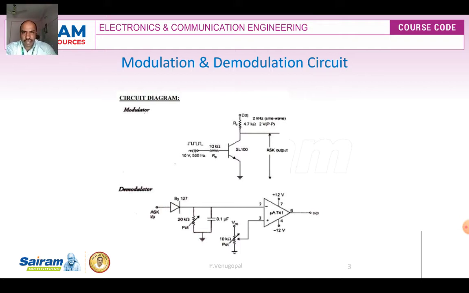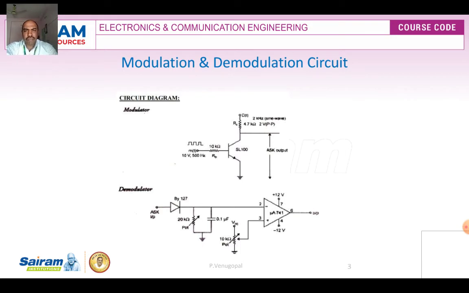Dear students, kindly concentrate on this. The modulation circuit contains one transistor and resistors, and it also requires one carrier signal, one message signal, and one CRO to measure the output. You are observing that the message signal is a binary or digital signal, so it is high or low, binary ones and zeros. You have to select a square waveform or pulse for the message signal. When the message is high, it means binary 1.